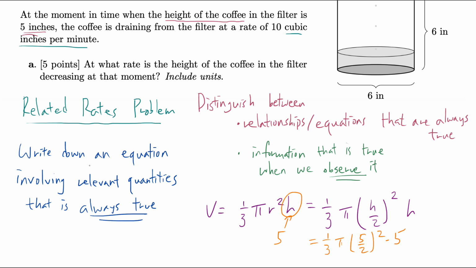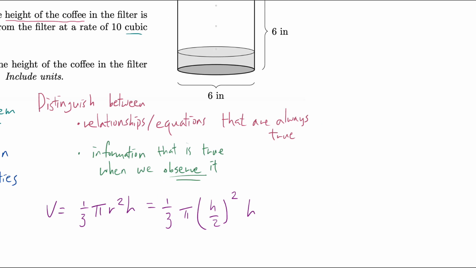So you want to write down an equation that's always true, but the fact that H is 5 is information that's only true at the moment when we look at it. So we cannot use H equals 5 because that's not information that's always true. It's this second type of information. Anyway, so what do we have here?